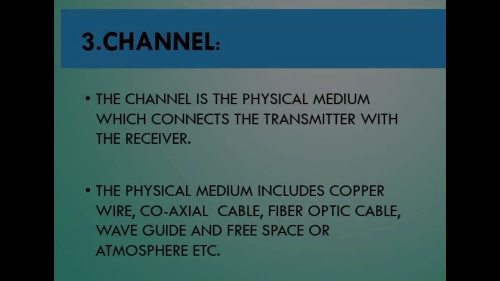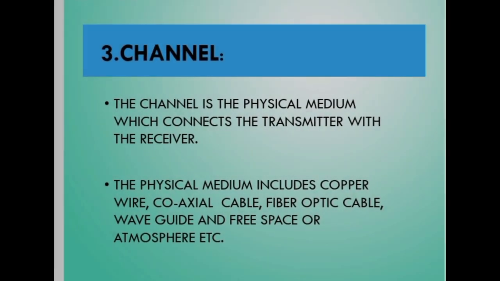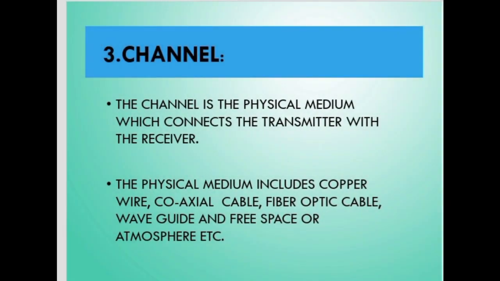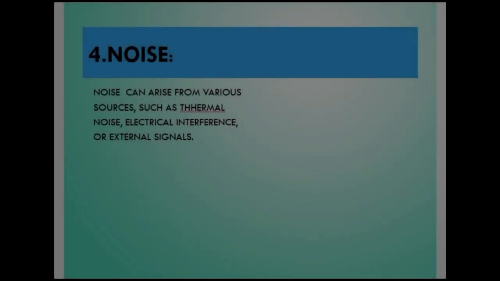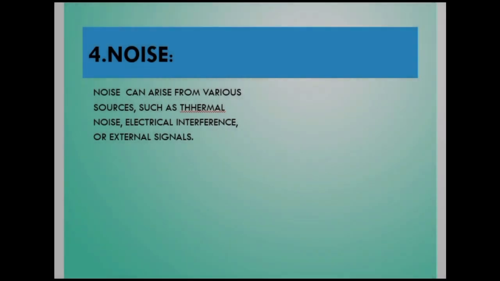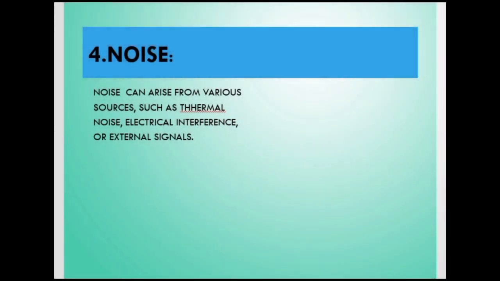Third is channel. The channel is the physical medium which connects the transmitter with the receiver. The physical medium includes copper wire, coaxial cable, fiber optic cable, waveguide and free space or atmosphere, etc. Fourth is noise. Noise can arise from various sources such as thermal noise, electrical interference or external signals.